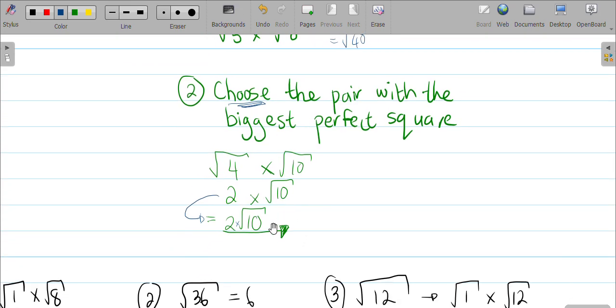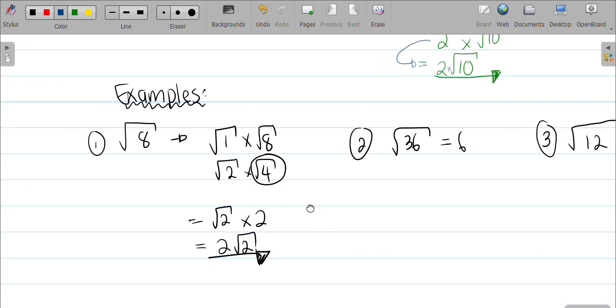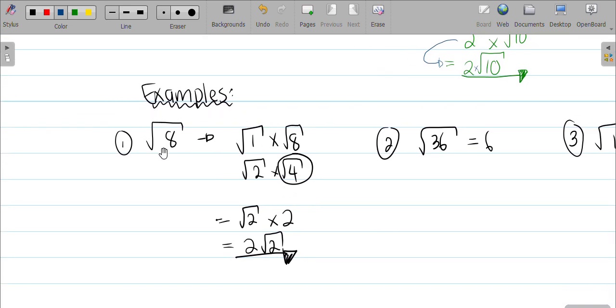Why don't we quickly have a look at some examples. So if they asked you to simplify the square root of 8, leave your answer in surd form. This is surd form, that is surd form. What you'll do is step number one. Step number one is you list your factor pairs. 1 times 8 is 8. 2 times 4 is 8. And that is all the factor pairs.